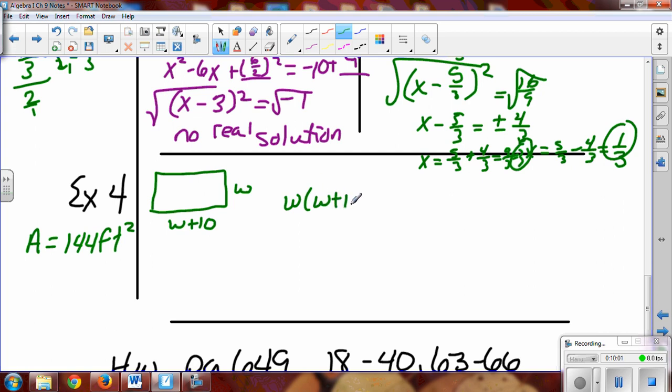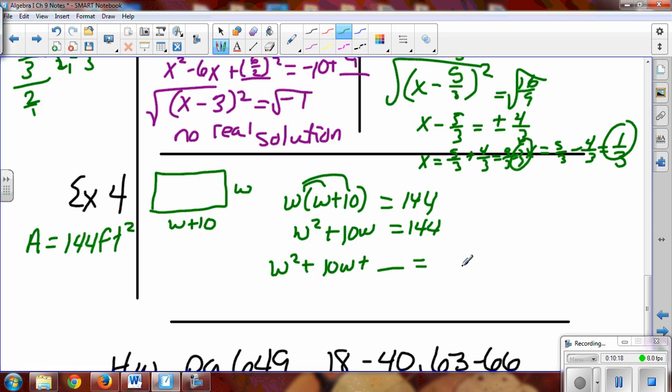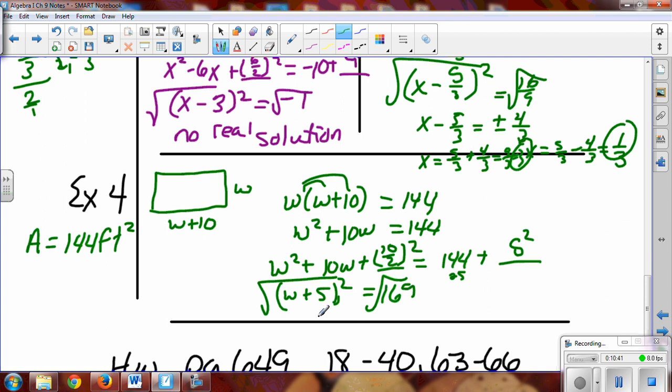So to get area will be w times w plus 10 is equal to 144. So you get w squared plus 10w when you distribute that w, equal to 144. We're going to go ahead and complete the square on this. We'll have w squared plus 10w plus something is equal to 144 plus something. Let's see, 10 divided by 2 squared, which will be 5 squared. So you'll get w plus 5 squared will equal 169.